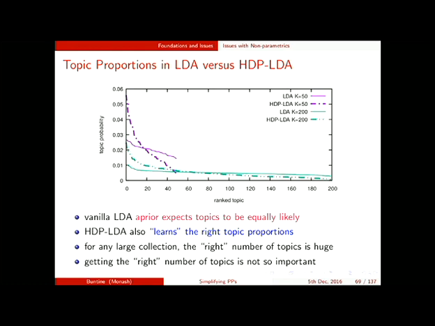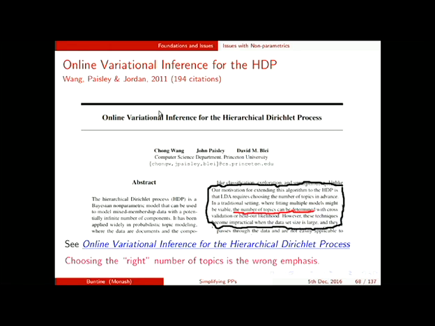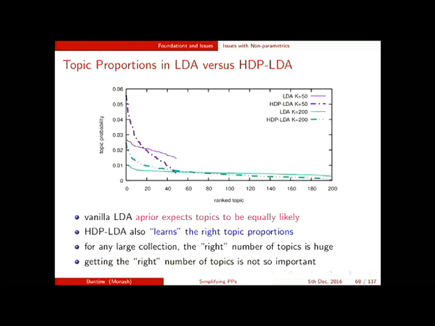So this is what we find the hierarchical Dirichlet process LDA is doing. It's also letting you fit those topic proportions. But that's what the experimental work shows you very, very strongly.